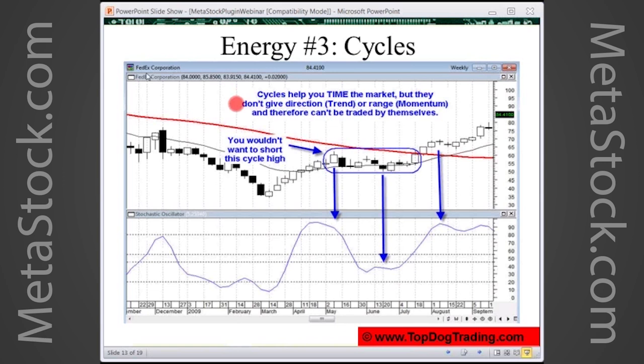They don't give you range, in other words, how far the market will move, or how strong the market is, which is momentum. And therefore, just like any of these energies, none of them can be traded by themselves. So you wouldn't want to short this cycle high, for example, right? The 50 MA is down, so we're in a downtrend.